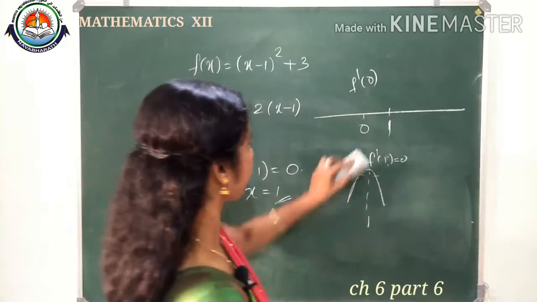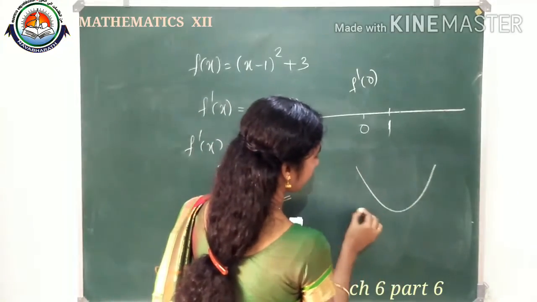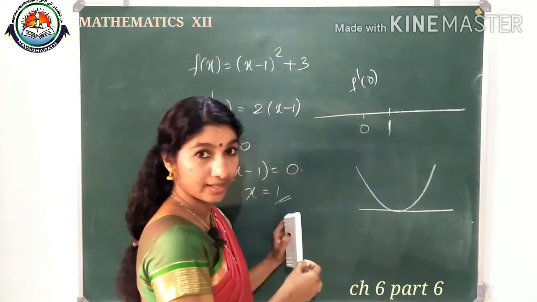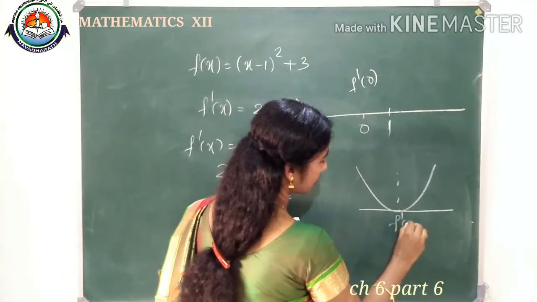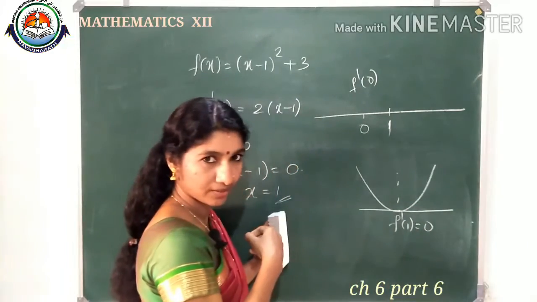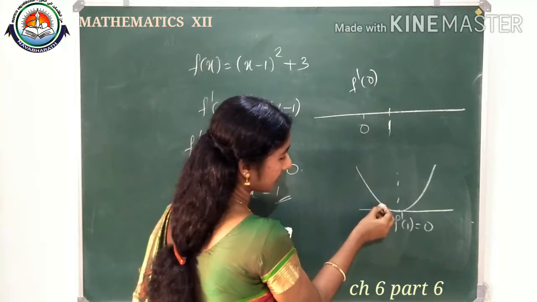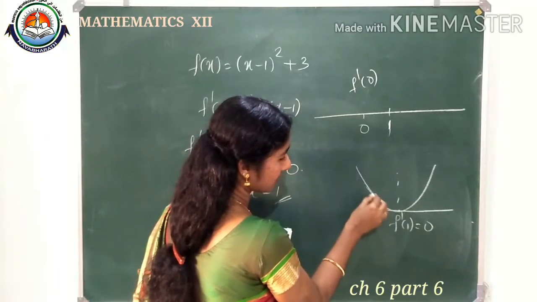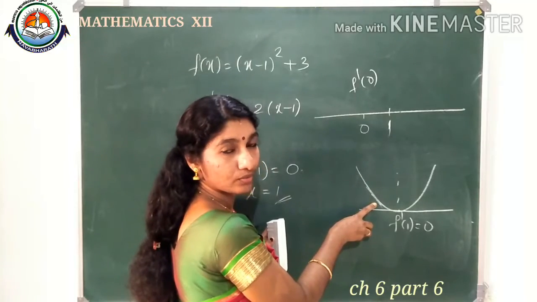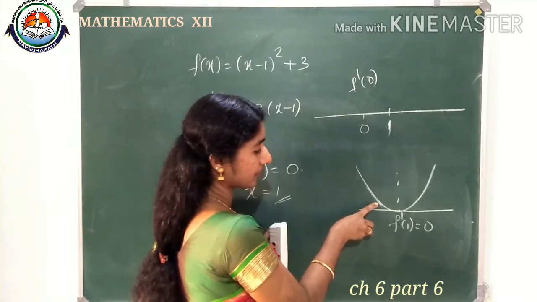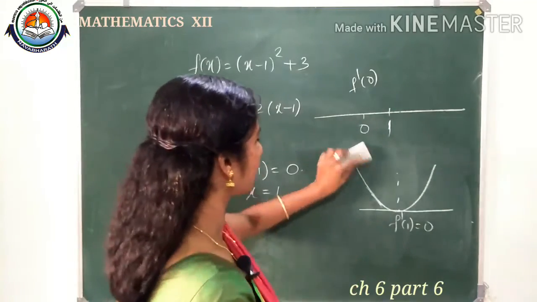Suppose we are getting it like this. It may come as a minimum value or a maximum value. Suppose f dash of 1 equals 0 in this situation. What should we search? In the left side, if we are getting f dash of x less than 0, what can we say? It is a minimum value. Got it?